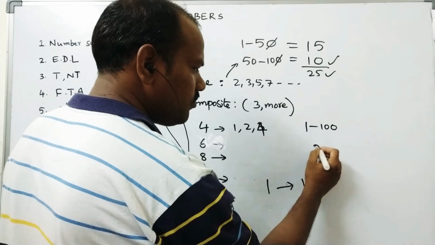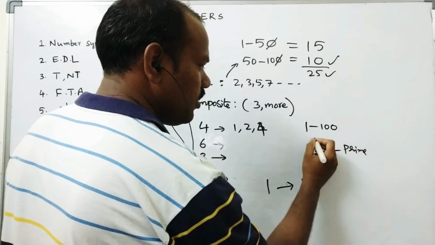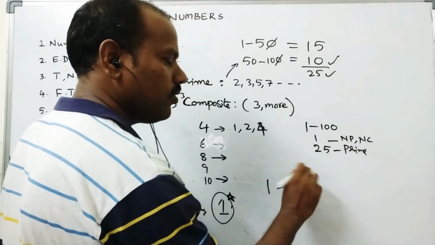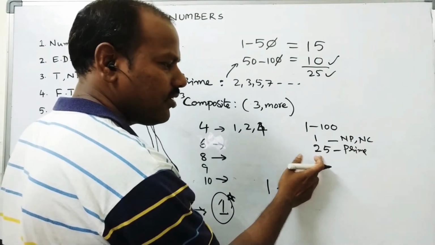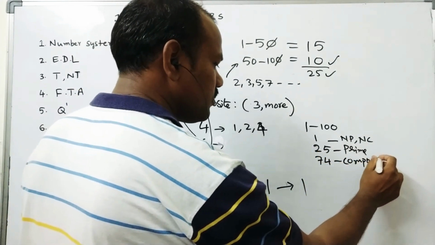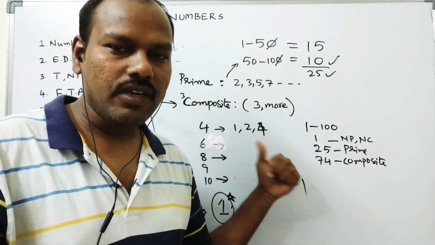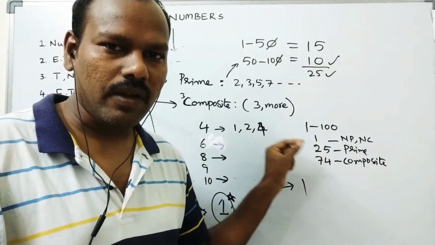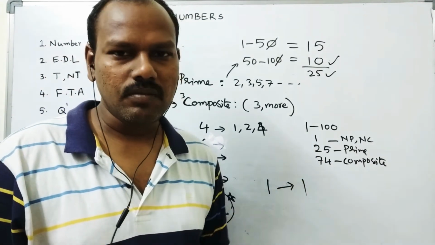25 prime numbers are there, and 1 is neither prime nor composite. And 100 minus 25 equal to 75, 75 minus 1 equal to 74, so 74 composite numbers are there. Totally we have 100 numbers. Out of 100, 25 are prime, 75 are non-prime. Out of 75, one number is there, 1, which is neither prime nor composite. So 75 minus 1 equal to 74. 74 composite numbers are there.